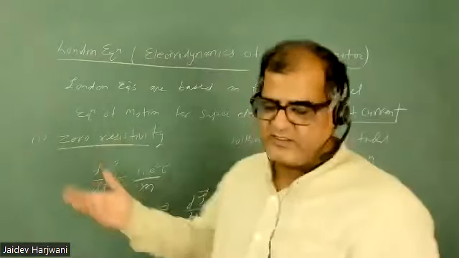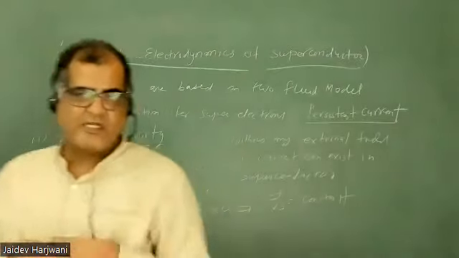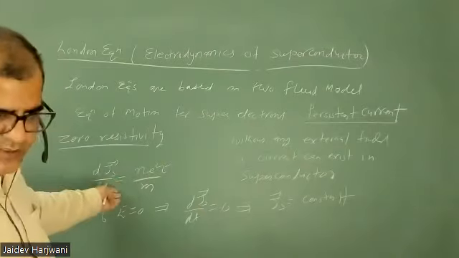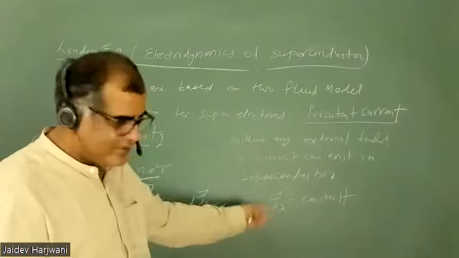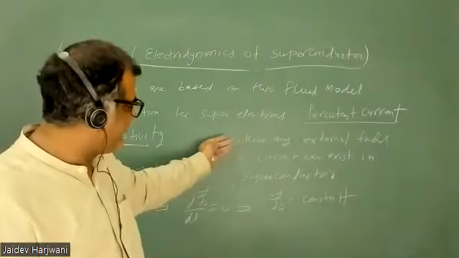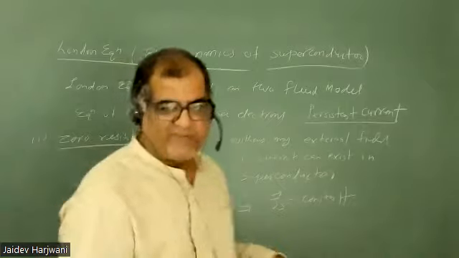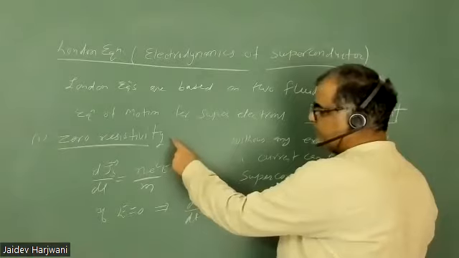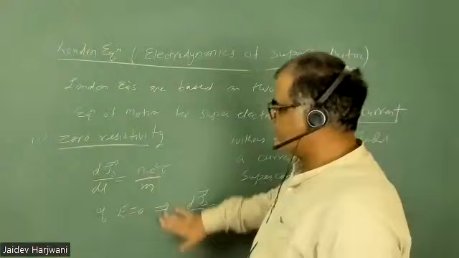Okay, that's why this model says there are two types of electrons. One is called the super electron, the other is the normal electron. And using the super electron theory, that they are not scattering, we can explain that current can exist for many years, that is, resistivity is 0. Current can exist forever in a superconductor where electrons are moving frictionless, and this suggests the resistivity is 0. Okay, this first property is explained using the London equation.